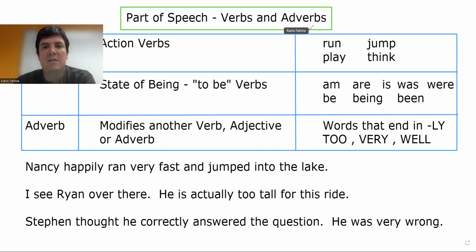Hello, class. Today, I'm going to be talking about two parts of speech. The two parts of speech are verbs and adverbs. First, verbs. There are two kinds of verbs.